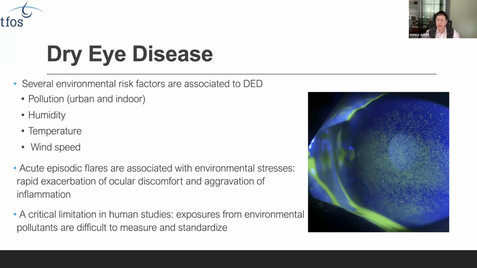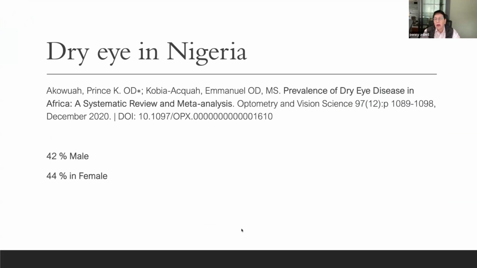So I tried to look up how common is dry eye, particularly in Nigeria. And this is a publication, a systematic review that was published not too long ago in 2020. It has a whole lot of information, just sharing one or two points here. They estimated that in Nigeria, over 40% of the males had dry eye, and 44% for females. That is really high.